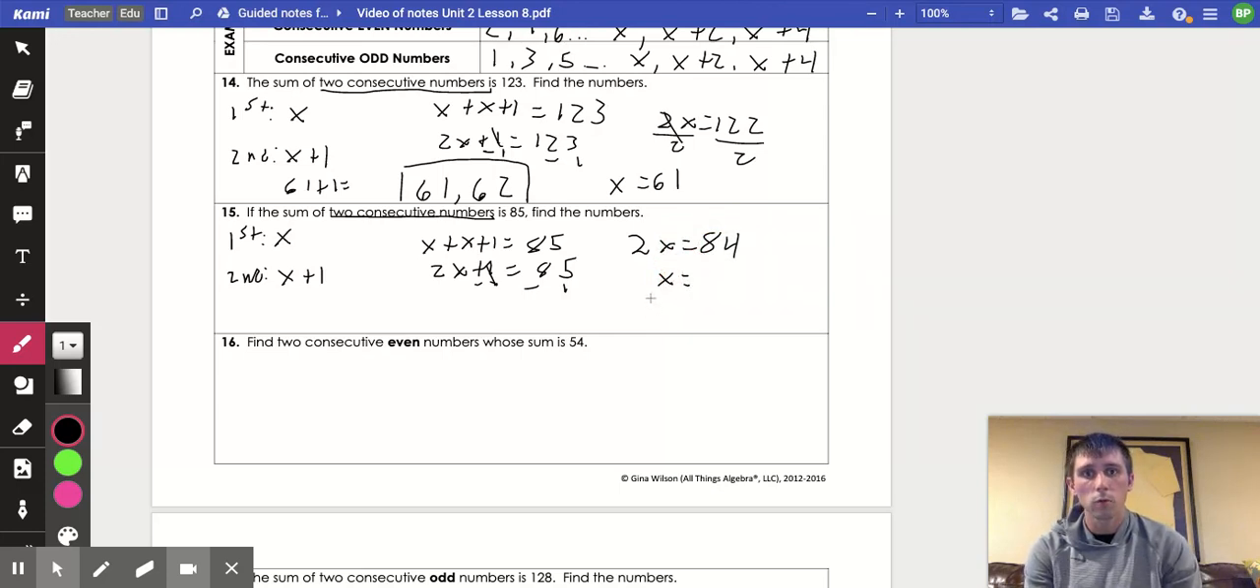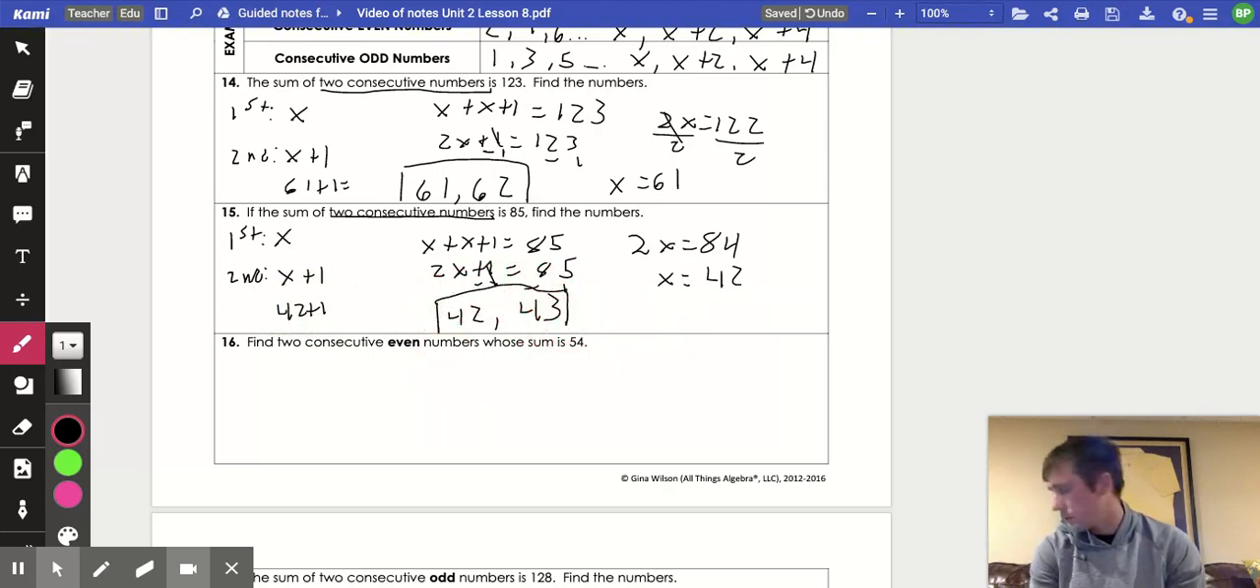84 divided by 2 is 42. So x is 42. So x, which is the first number, is 42. What's the second one? 42 plus 1, which is 43. All right.